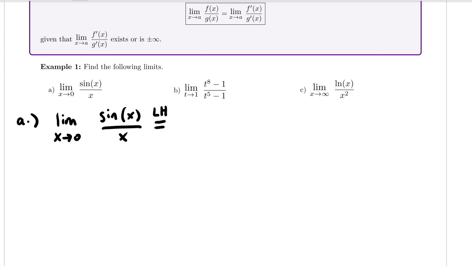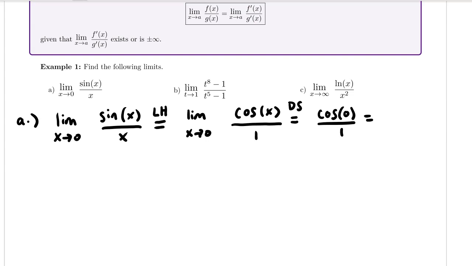So I'm going to put an LH over my equal sign to denote that I am using L'Hopital's rule by taking the derivative of both my numerator and my denominator separately. The derivative of sine of x, we know, is cosine of x, and the derivative of x is 1. Now I can use direct substitution because I no longer have division by 0. And I know that cosine of 0 is equal to 1. And so finally, my limit is equal to 1.